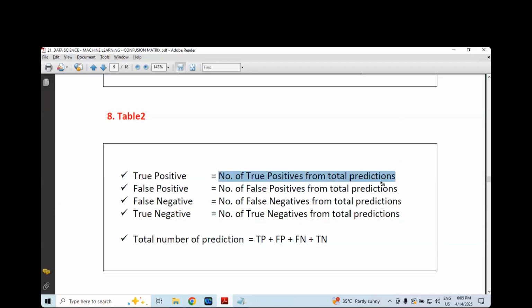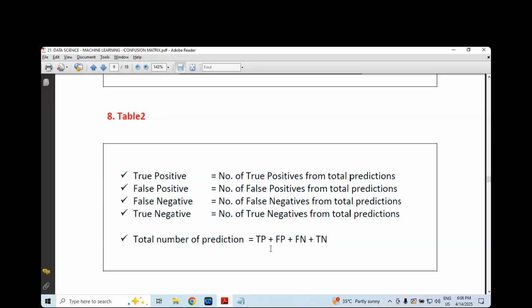So imagine on an average 100 predictions are done. Out of 100 predictions, the yes and yes combination is nothing but a true positive. Number of true positives. True negative: number of true negatives from the total prediction. What do you mean by total prediction? Combine all these things: true positive, false positive, true negative, false negative. These are all nothing but the total number of predictions. The combination, actually. Are you clear, sir?